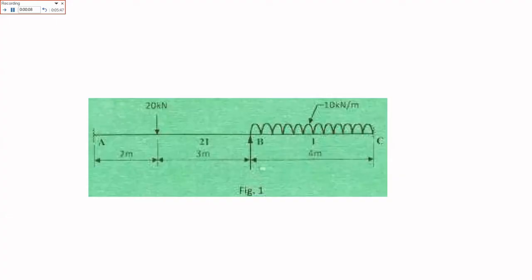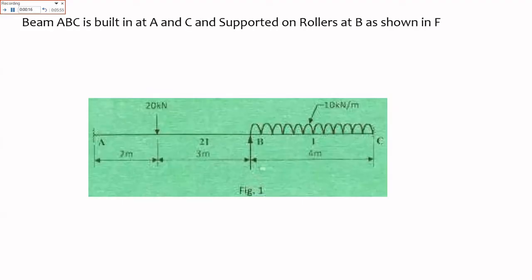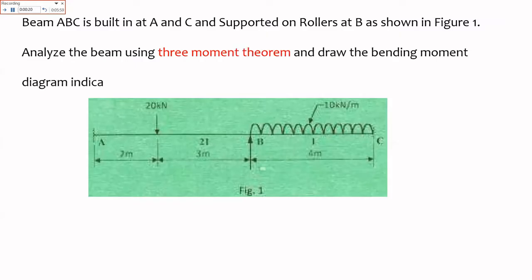Today we are going to look at this question. It's a November 2014 question, and the question reads: beam ABC is built in at A and C and supported on rollers at B as shown in figure 1. Analyze the beam using the moment theorem and show the bending moment diagram indicating all the critical values.